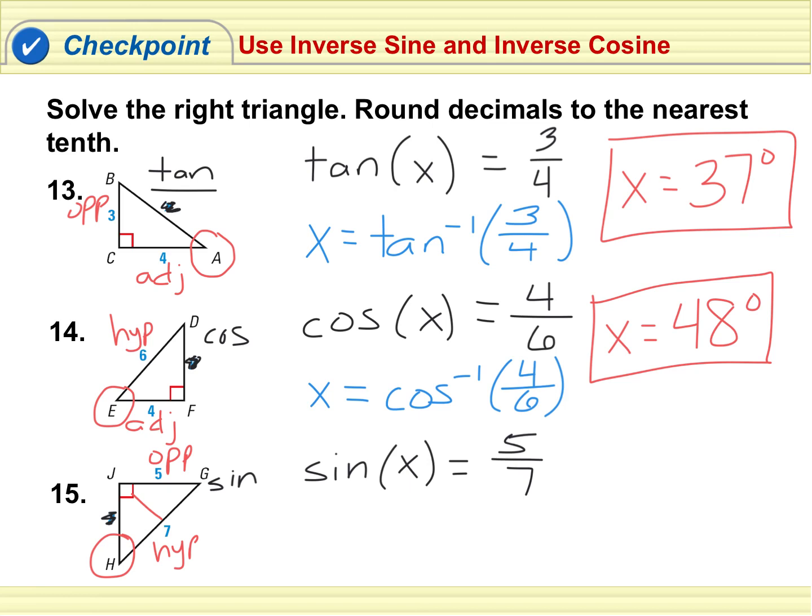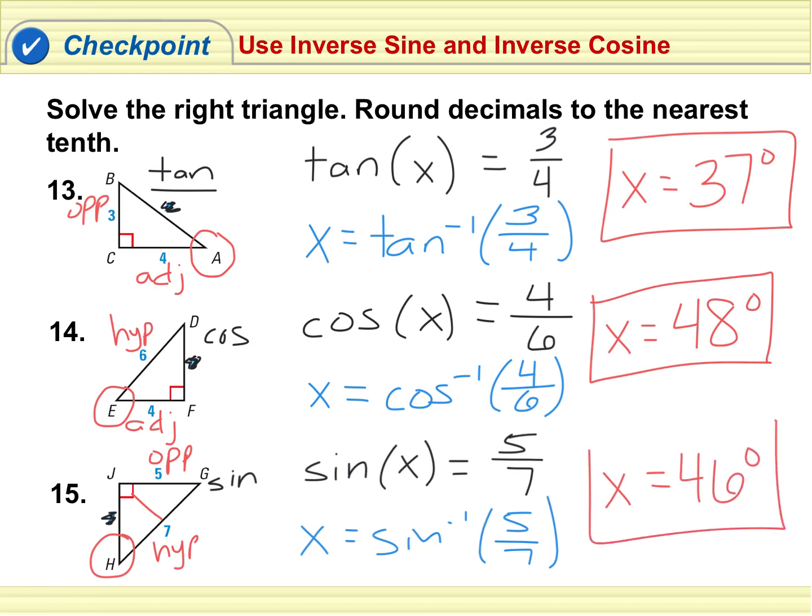I'm missing an angle. What do I use? Inverse. X equals sine inverse of 5 over 7. What did we get? 46. We all agree? Good. Any questions over inverses? Good?